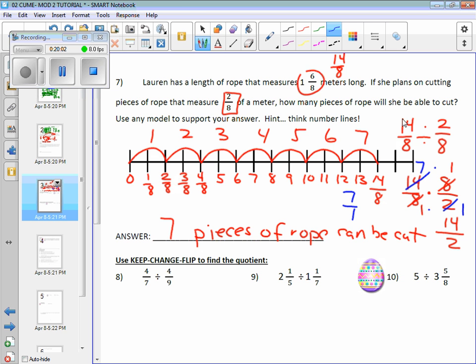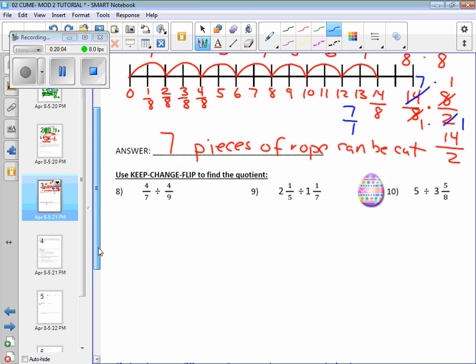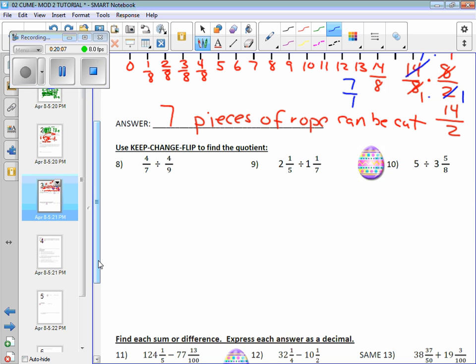When we get to number 8, we could go right to keep, change, flip. It's just a rehearsal and practice for what we've been doing to check our 1 through 7. I have 4 sevenths divided by 4 ninths. I know you have 3 sevenths and 3 fifths. Keep, change, and flip.